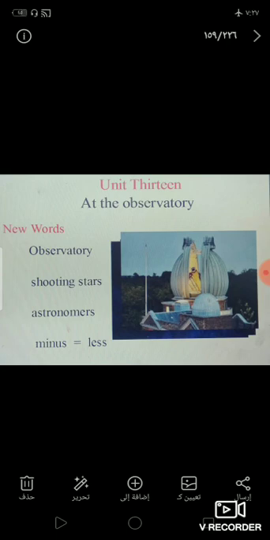The first one is observatory. Observatory. It's a building from which scientists watch the stars, the weather, and so on. Number 2, shooting stars. It's a piece of rock in outer space that travels very fast and burns when it enters the Earth's atmosphere. Number 3, astronomers. An astronomer is a scientist who studies astronomy, the scientific study of the sun, the moon, and the stars, and so on. Number 4, minus. Minus means less.